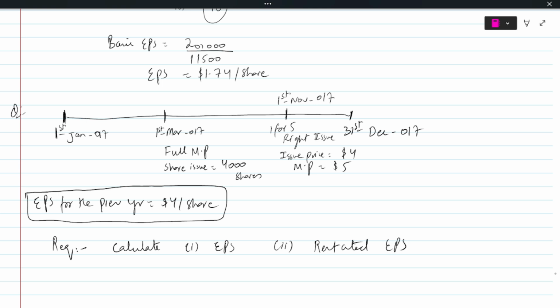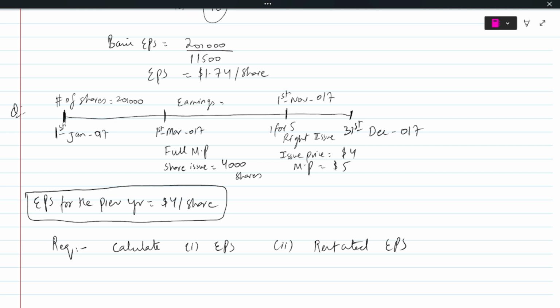Okay, guys. So in this question, there's a full market price share issue and then there's a right issue. The earnings for the entire year are 60,000. The shares at the start of the year are 20,000. There are two events taking place in this particular year: number one, a full market price share issue on 1st March, and number two, a 1 for 5 right issue on 1st November.